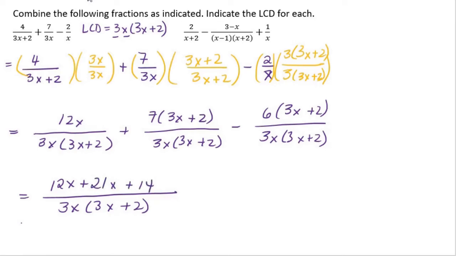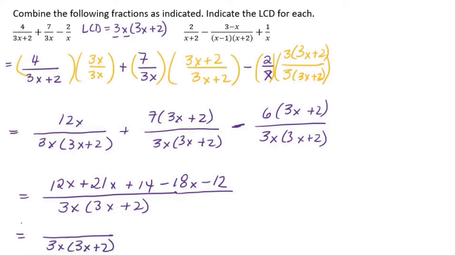And here I have to be a little bit careful because I've got a negative 6. So I have to take this negative 6 and multiply it by the 3x. So that gives me negative 18x. And the negative 6 is also multiplied by positive 2. So I get negative 12. So make sure that you're applying the distributive property correctly there. Our denominator doesn't need to be changed. We can leave that. We don't need to use distributive property, but we will tidy up the numerator.